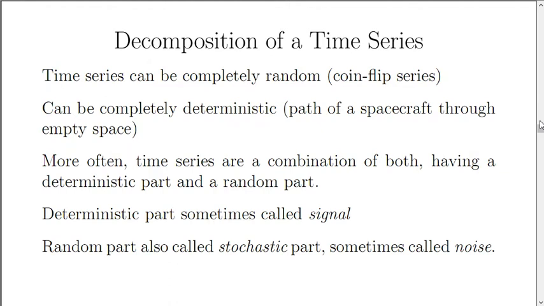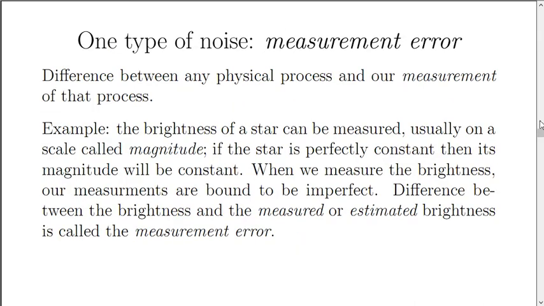But it's much more common that a time series is a combination of both. It has a deterministic part, and it has a random part. The deterministic part is often called the signal, at least that's how I usually refer to it. The random part, called the stochastic part, is sometimes called the noise. So the main decomposition of a time series is into its deterministic and stochastic parts, into the signal and the noise.